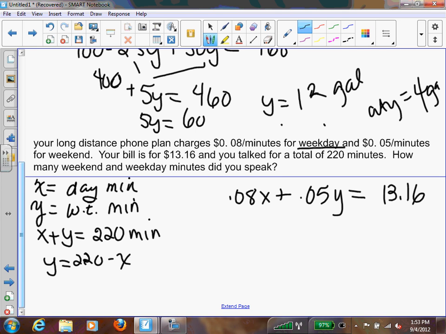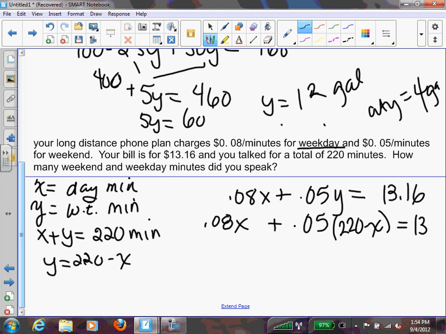So what am I going to do now? Plug it in, plug it in. Where do I plug this in? For the y. So this stays the same, doesn't it? Does that make sense that that would stay the same? Because it's already in terms of x, right? And then we're going to say plus 0.05. Now instead of y, we're going to write 220 minus x. And what does that equal? 13.16.